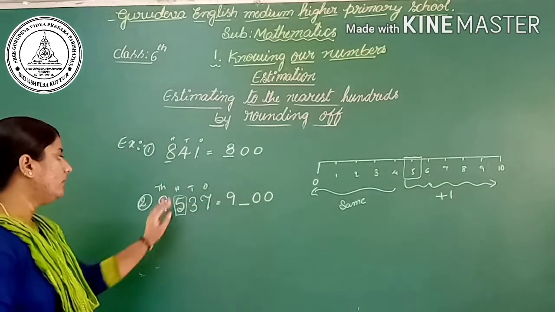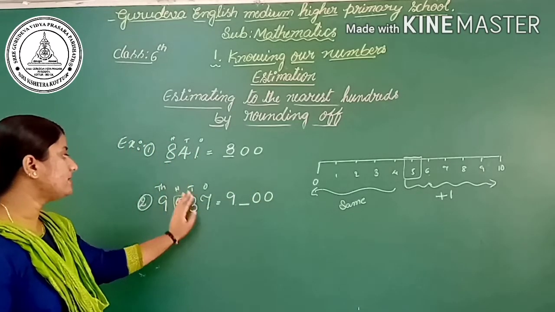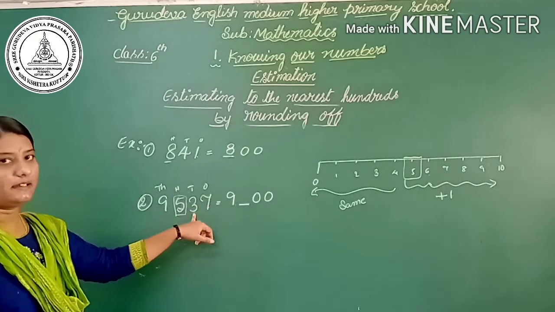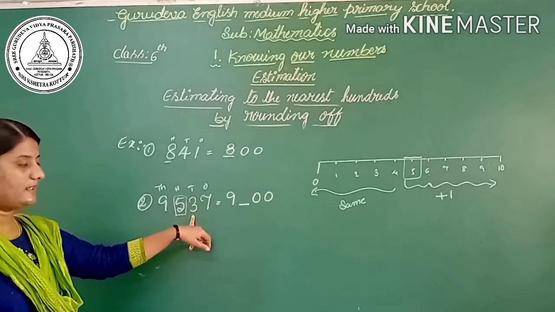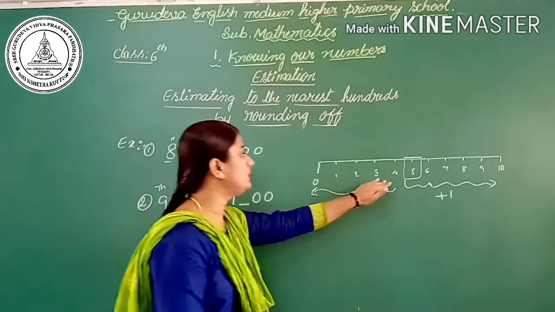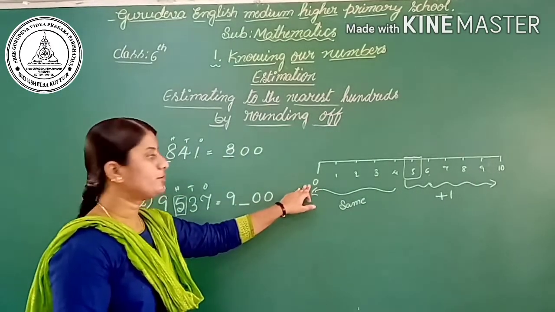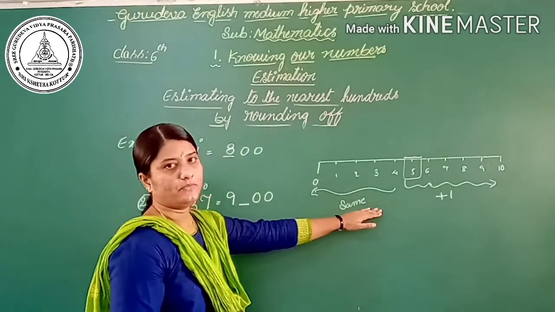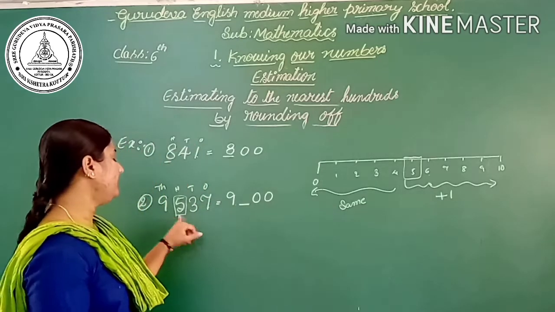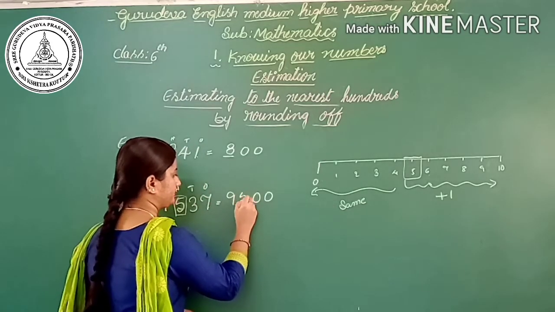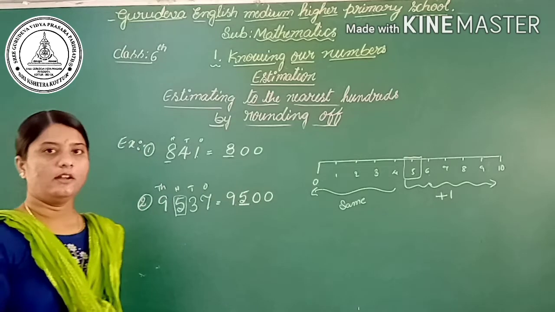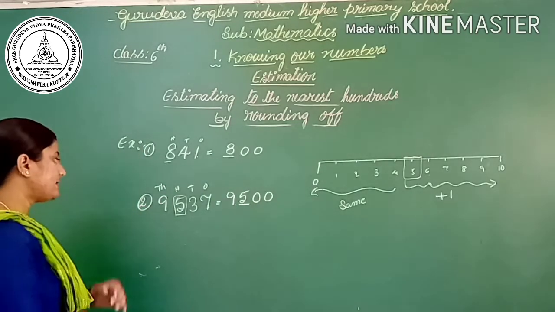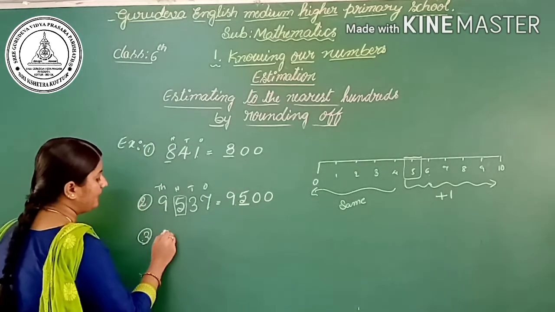Okay. Now for the 100 place, the immediate next place is tens. Here there is a 3. It is closer to the 0. So we have to write the same number, that is 5. 9500. Then next take the other example, 9000.